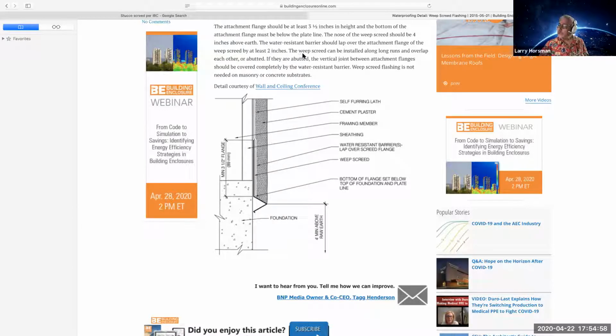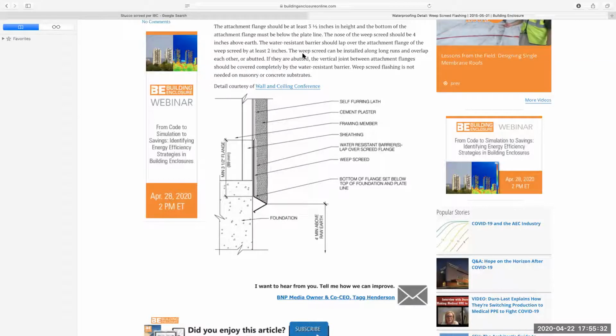And then they're telling you, you can either lap that screed where you splice it, or you can butt it together. But if you butt it together, you have to make sure that your water resistant barrier, if you hear the term WRB, that's a water resistant barrier. That's what they refer to the exterior material now. They used to just say house wrap or felt. Now it's WRB, which I always have to try and figure out what it is. I always think that stands for West Rancho Bernardo.